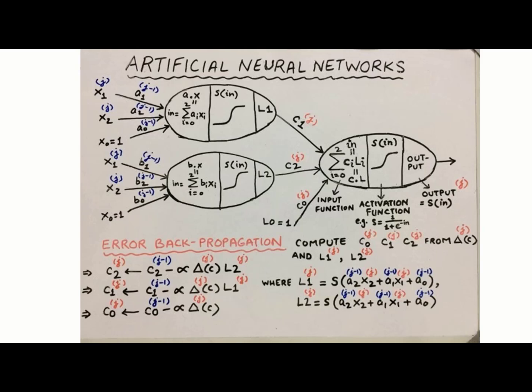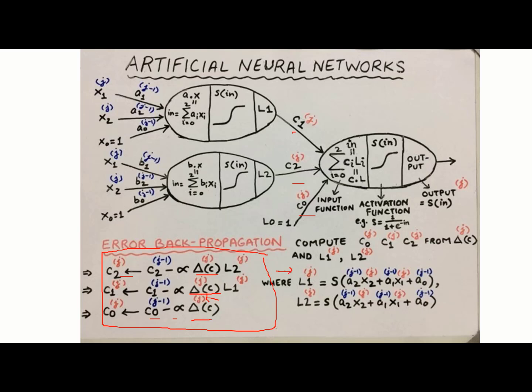So we now update the values of the coefficients C1, C2 and C0 for the current iteration. So this is shown here. C0 from the previous iteration J minus 1 minus alpha times delta C superscript J, and we have just described how to compute this quantity. So delta C of J will be again used in the C1 update as well as C2 update, and L1 superscript J and L2 superscript J, that was not described in the previous slide, so that's indicated here.